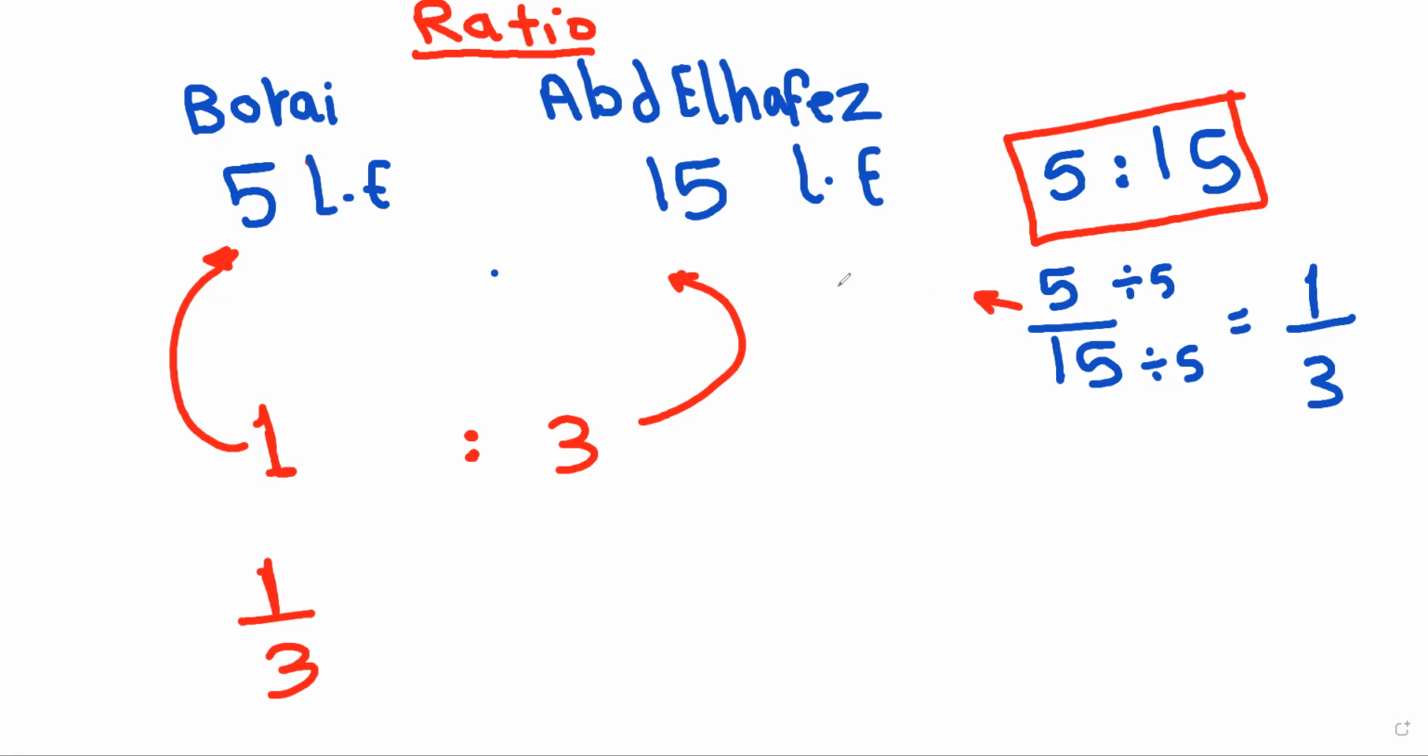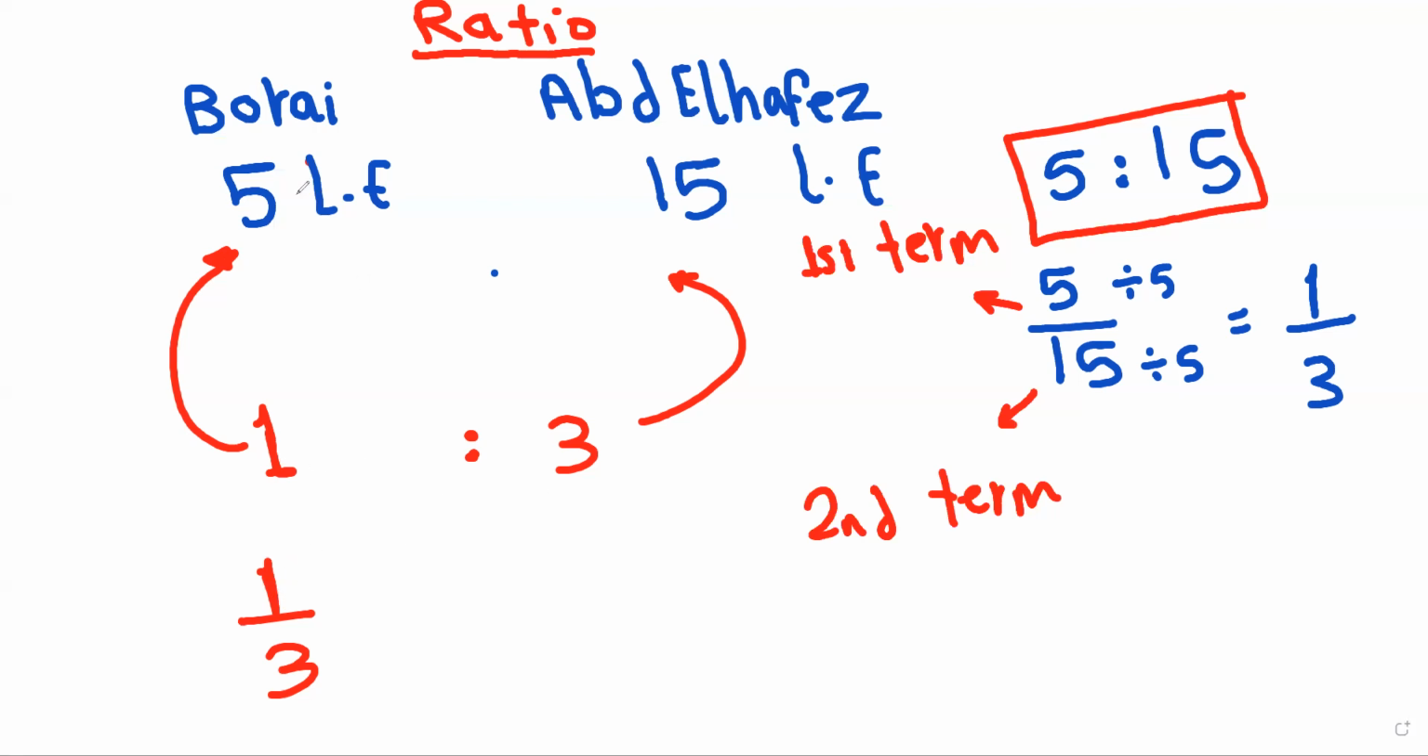5 is called the first term and 15 is called the second term. We can simplify by dividing by 5 top and bottom. So 5 divided by 5 is 1 and 15 divided by 5 is 3. So 5 to 15, after simplifying it, is 1 to 3.